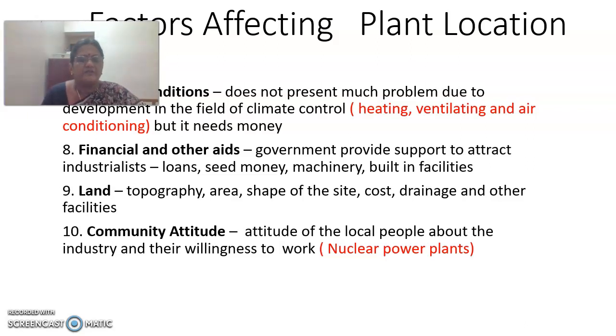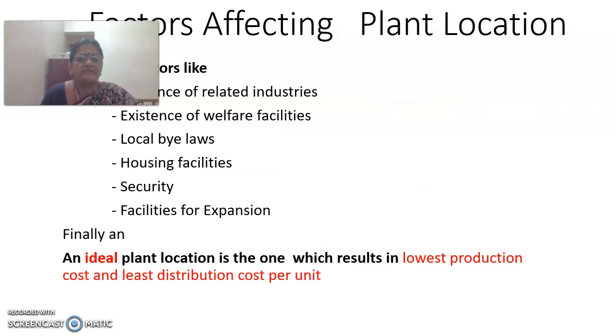The last one is community attitude. The attitude of the local people is very important. That is, whether they want the industry, whether they are willing to work in that industry. Especially when you look at nuclear power plants or industries which are sensitive in nature with respect to the community, the attitude of the community is the first and foremost important factor you have to consider for locating a plant.